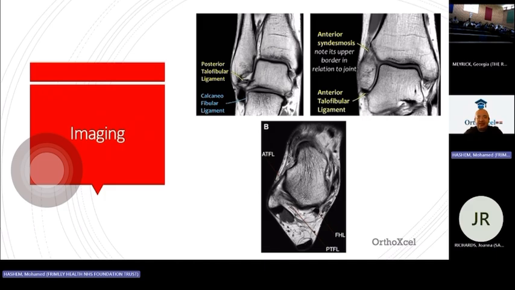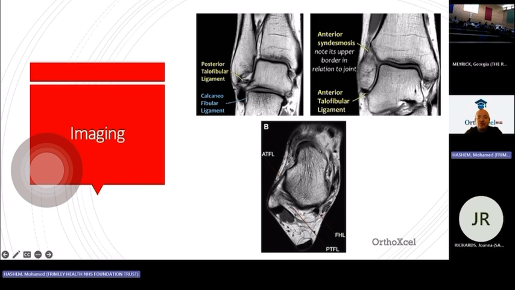MRI scan is an investigation of choice, and I've shown you here the normal before the abnormal. So you need to be very clear. To see the ATFL, you have to see the whole fibula filling the lateral gutter. If you see it like that, so you start feeling the gutter is not fully filled with the fibula, this is the PTFL, not the ATFL. The CFL is very clear, and you can spot it in all the images.